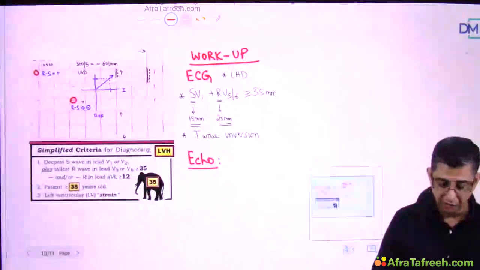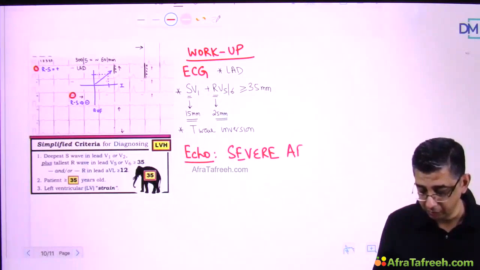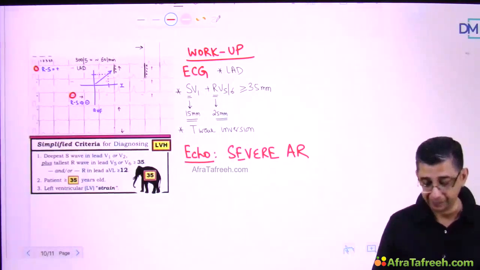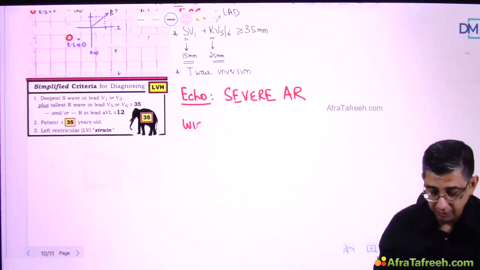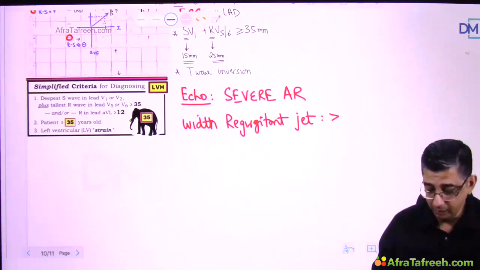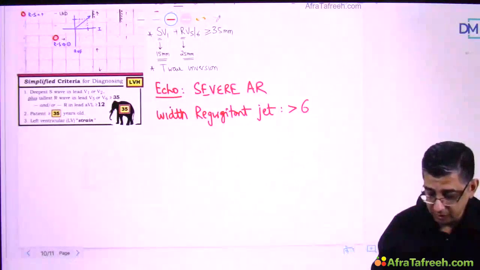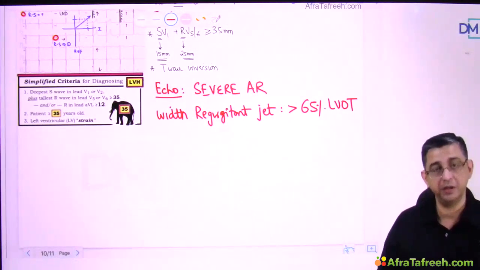When do you say severe aortic regurgitation? Because severe is where priority-basis surgery is required for the patient in the form of aortic valve replacement. For diagnosis of severe aortic regurgitation, the first and foremost criterion to be remembered is the width of the regurgitant jet of blood. You can measure the width with Doppler, and if the jet of blood has a width of more than 65% of the left ventricular outflow tract, it indicates severe aortic regurgitation.